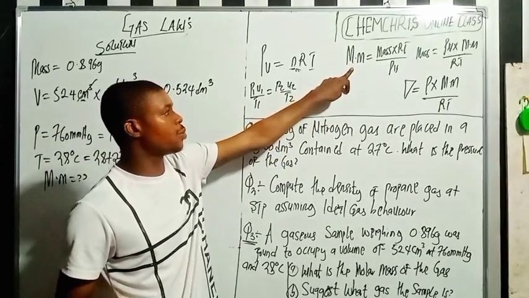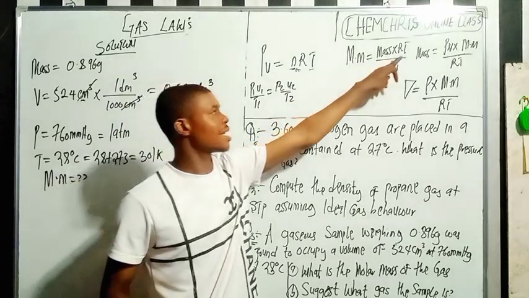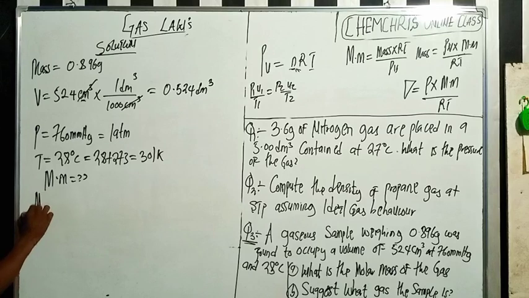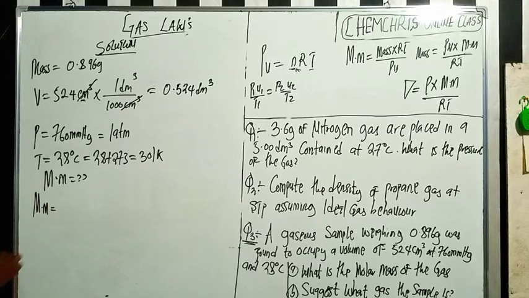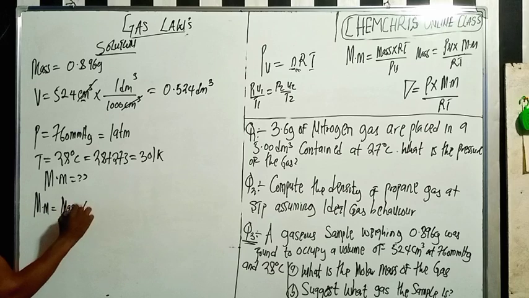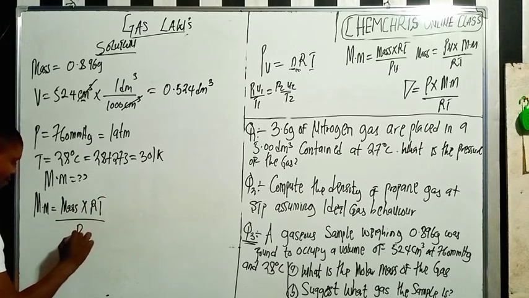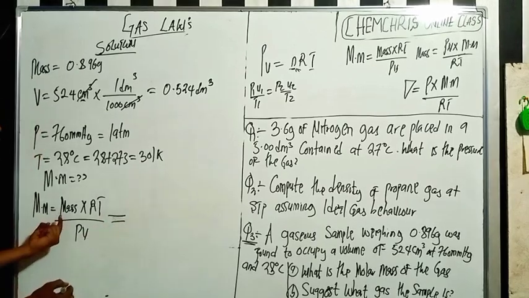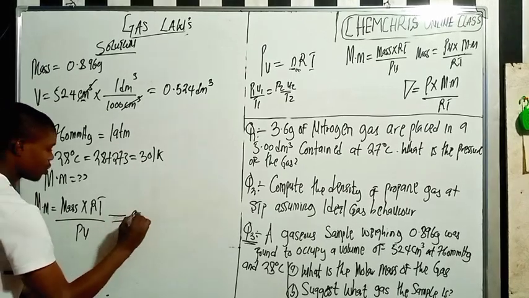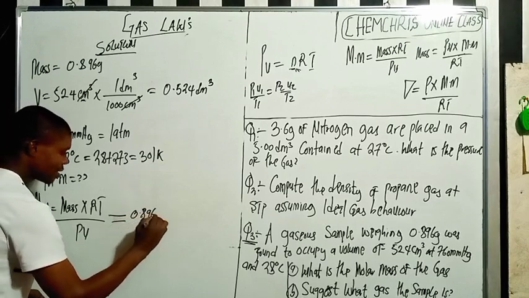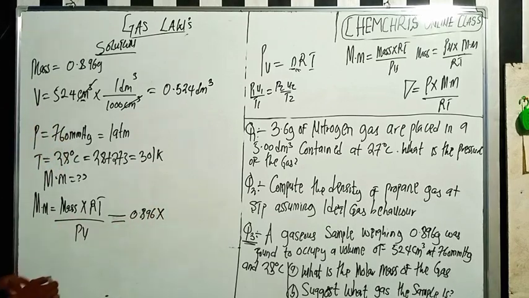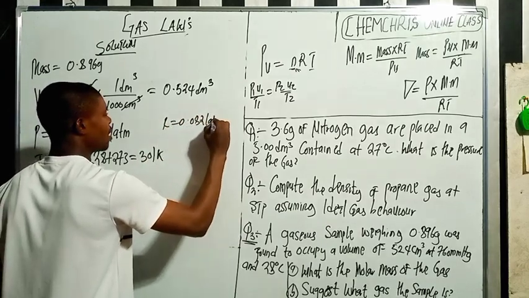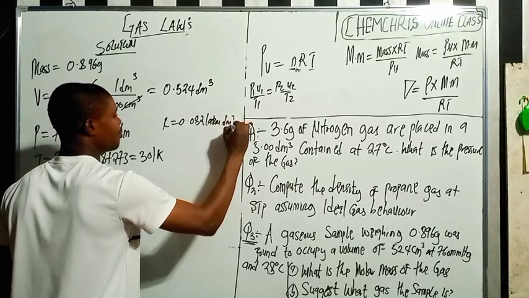We are going to use this formula here because it says molar mass equals mass times RT over PV. So molar mass equals mass times RT over PV, right? So what will happen here? My mass is 0.896 times my R. Remember, R is always constant, 0.0821 atm dm cube per mole per kelvin.